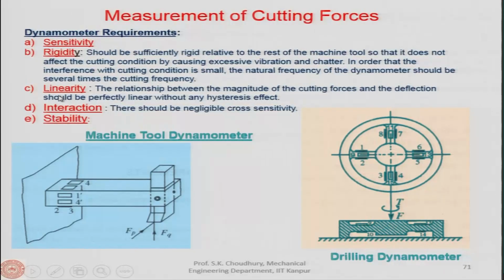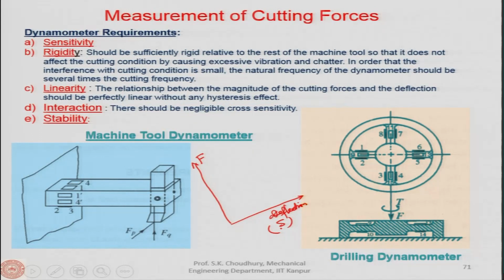Third requirement is the linearity, and the linearity is the relationship between the magnitude of the cutting forces and the deflection, that should be perfectly linear without any hysteresis effect. So, what is said is that the curve is very important: in this axis, suppose we have cutting force, either it can be Fc or Ft or whatever, and in this x axis, deflection, let us say, delta.